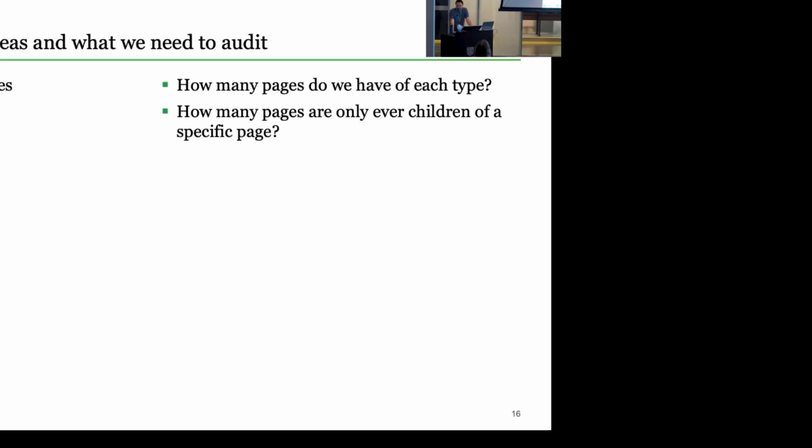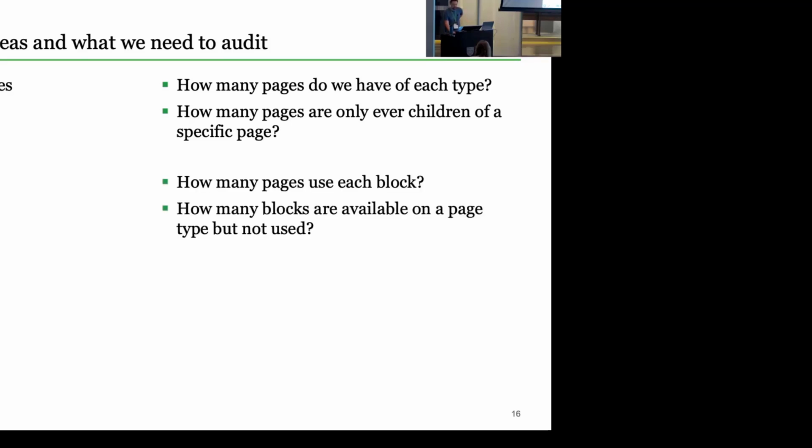So we have a lot of page types. There are questions we could ask about that. How many do we have? How many of those are only ever children of specific pages, that sort of thing. We have a lot of blocks available on all of those page types. How many are available but unused on certain page types? Because we have stream fields that have struct blocks that pull in blocks from all over the place, right? And we have some places where raw HTML was entered into content fields because the available blocks didn't quite do what someone needed them to do. And yeah, we'll come back to that one.